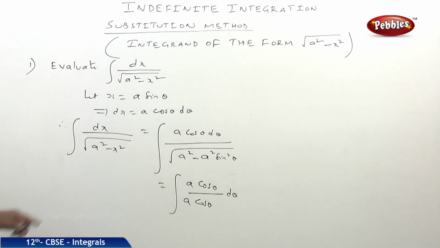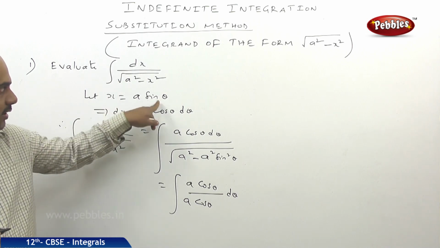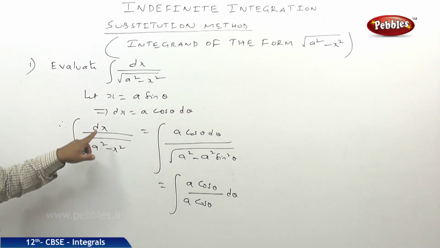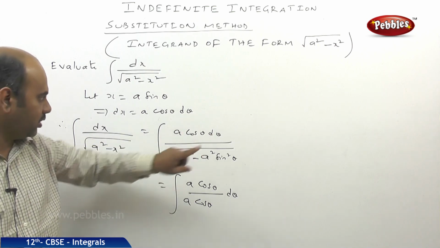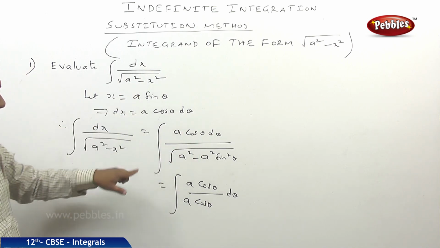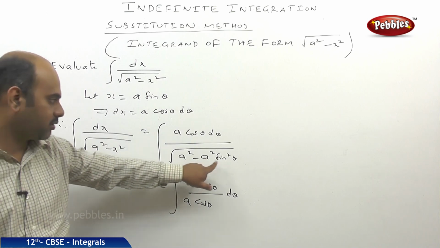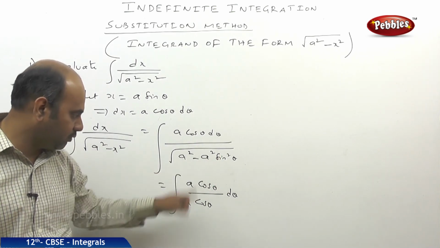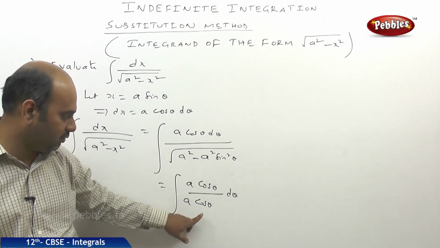Once again I am repeating, x is equal to a sin theta I kept, so dx is nothing but a cos theta d theta. So in place of dx, a cos theta d theta, under root of a square, and in place of x I substituted a sin theta, so a square sin square theta. So under root of a square into 1 minus sin square theta means cos square theta will be there.